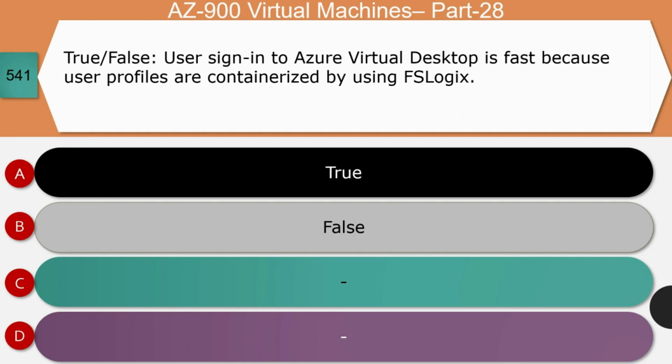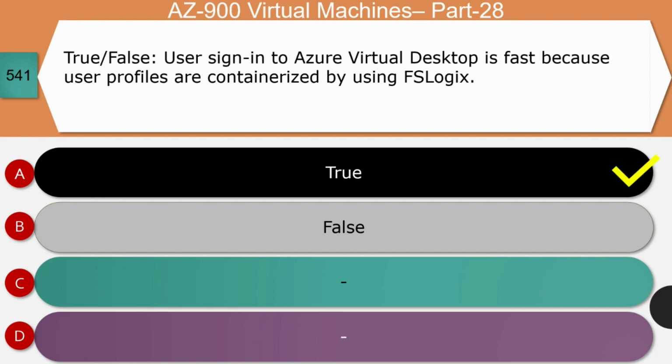The first question, true or false? User signing into Azure Virtual Desktop is fast because user profiles are all containerized by using FSLogix. FSLogix is a software. You need to choose the option between true and false. The right answer for this question is true.